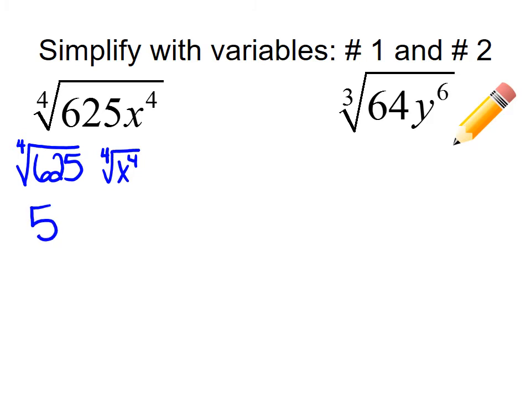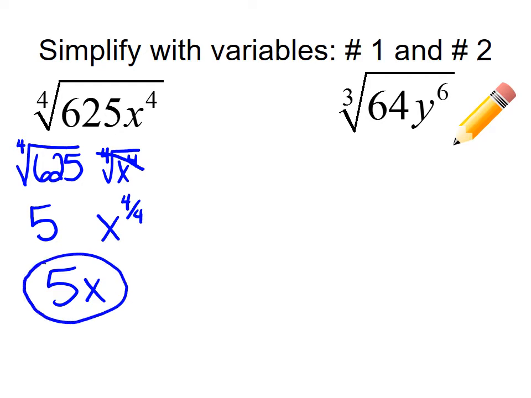Anytime you're taking your index and exponent and they are the same, that is similar to saying exponent over index. Well, anything divided by itself is 1. So a way we can generalize that is if your index and exponent are the same, they just go away because they would end up being an exponent of 1. So 5x is my answer on this one. Now it's very rare that they'll both reduce down. Let's take an example where that's not the case.